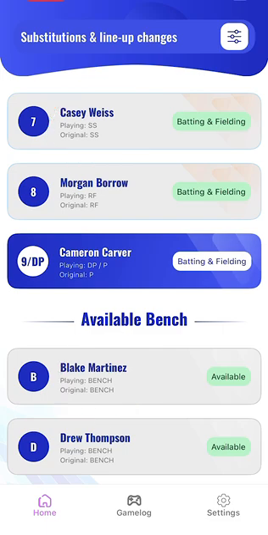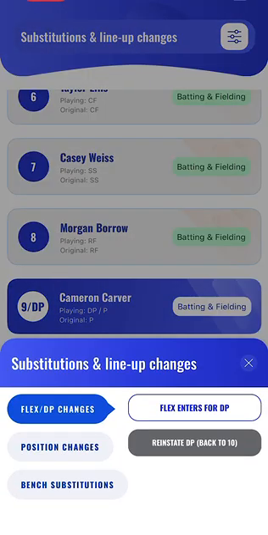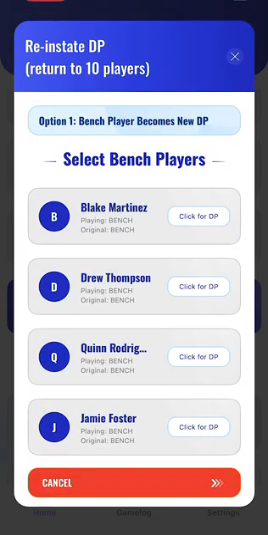So what we can do is go up to the substitution bar. We're going to go back to 10. We're going to put Carver back into the flex, and that's going to leave the DP spot open though. So that can be Blake Martinez, who plays shortstop. Okay, so we'll go up to the substitution. We're going to go to reinstate the DP back to 10. So all you have to tell the umpire is, hey, we're going to go back to 10. So Carver's going to go back into the flex. And so now the app's going to say, okay, who do you want to be the new DP?